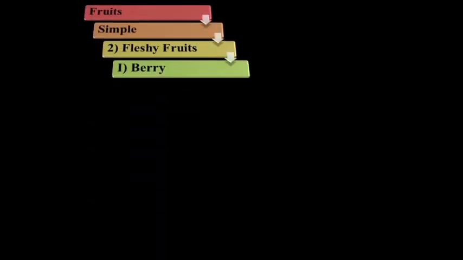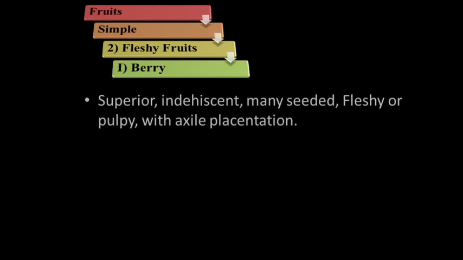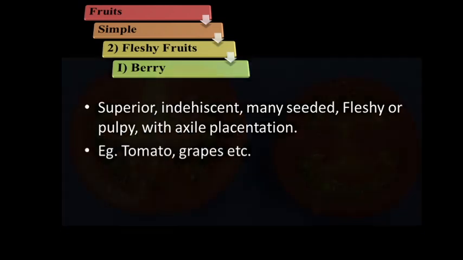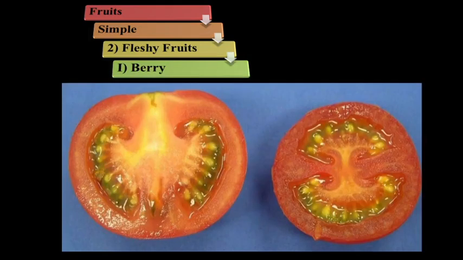Another type of simple fleshy fruit is the berry. In the berry fruit, the ovary is superior, indehiscent, many-seeded, fleshy or pulpy with axile placentation. It is the characteristic feature of the berry fruit that the placentation is always axile and the ovary is superior, and the seeds are attached in the axile placentation.